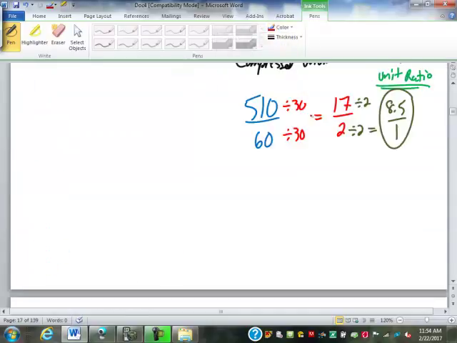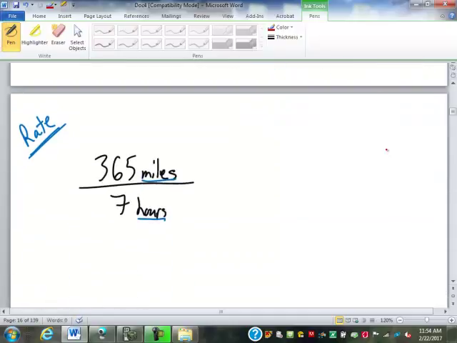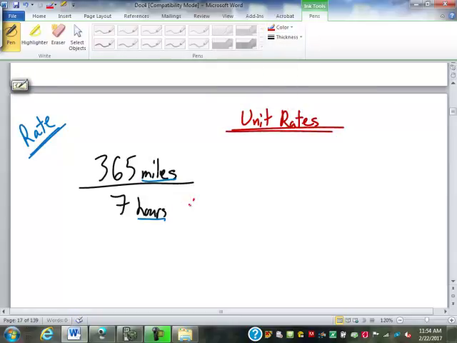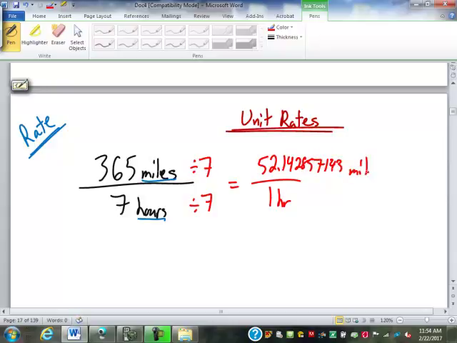The second is, well, most ratios are just left as common ratios, and only a few of them are converted into that unit ratio like we saw with the compression ratio. When we're dealing with rates, almost all of them are converted into unit rates. So for this one, I would have to divide out by 7 in the denominator to turn that into a 1. So 7 hours divided by 7 is 1 hour. There's my unit in the denominator. 365 miles divided by 7 is 52.142857143 approximately miles.